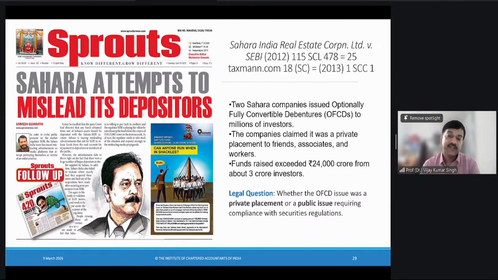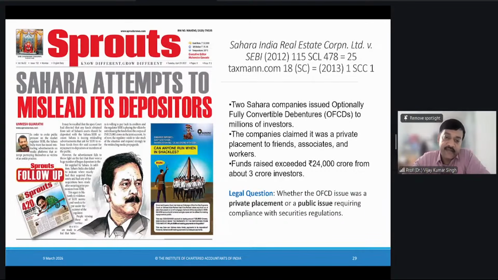In this, the legal question, other than 3-4 more questions, was whether the optionally fully convertible debentures were a private placement or a public issue, requiring compliance with the securities regulation. So the claim of Sahara was that, okay, fine, it is a private placement and I am not supposed to go for the requirements under the SEBI. Why should I go for prospectus and all other requirements?